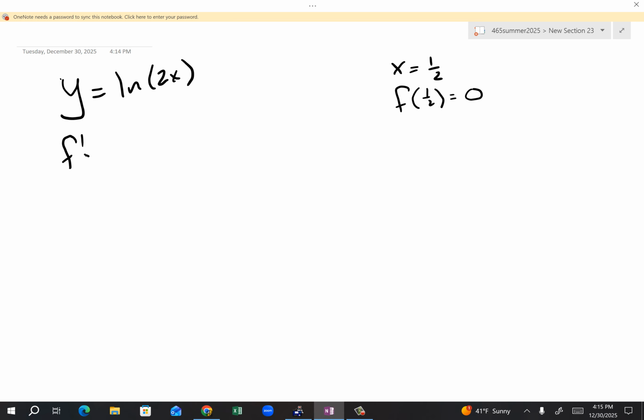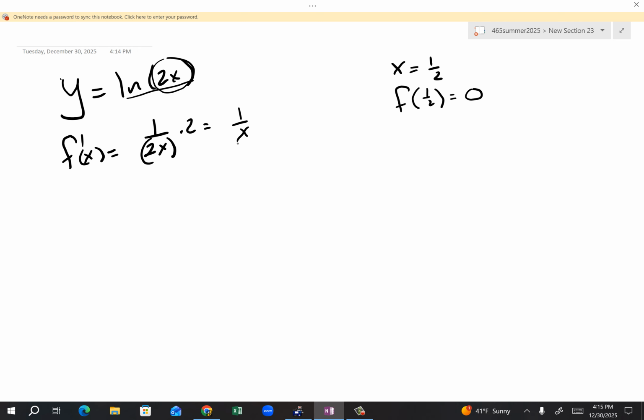So f prime is going to be 1 over 2x. That's the derivative of the outside function, times the derivative of the inside function, 2, which is going to be 1 over x. Okay? It's 1 over x. Oh, okay, well, that's cool. That seems reasonable, I guess.